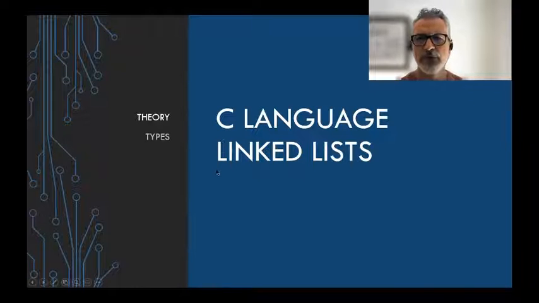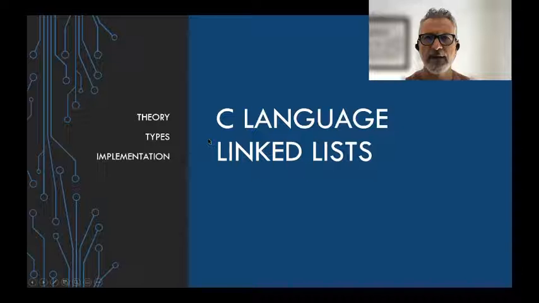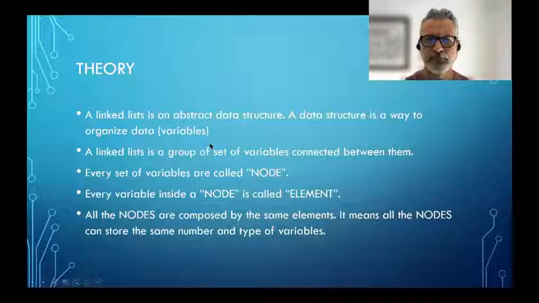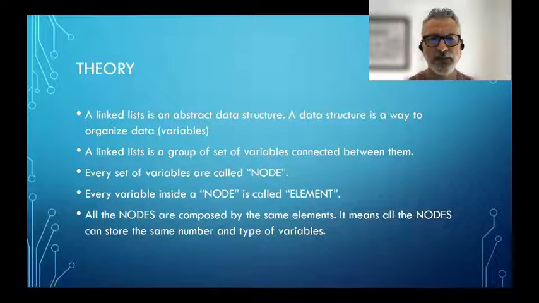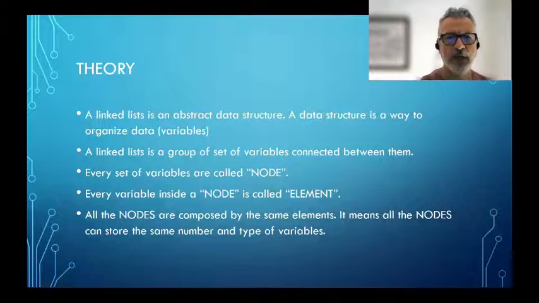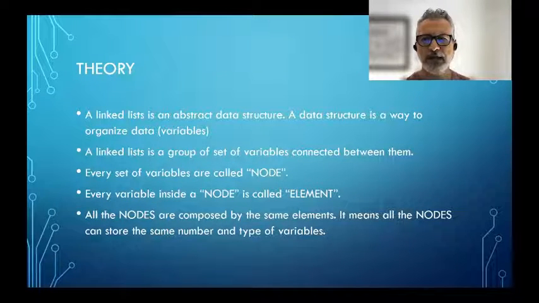Hello and welcome. In this video, we are going to talk about C language linked lists. We'll talk about theory, types, and their implementation. Let's talk about the theory. A linked list is an abstract data structure. A data structure is a way to organize data, variables.